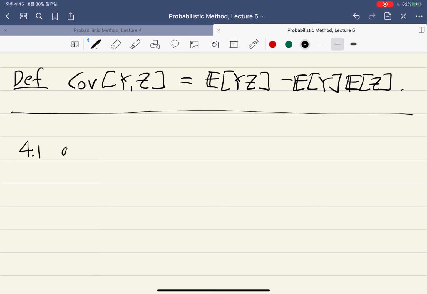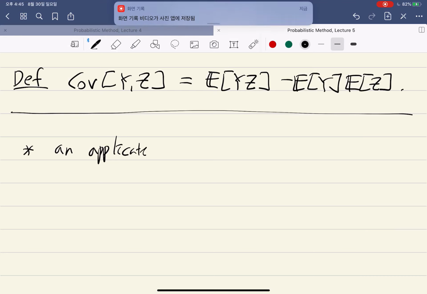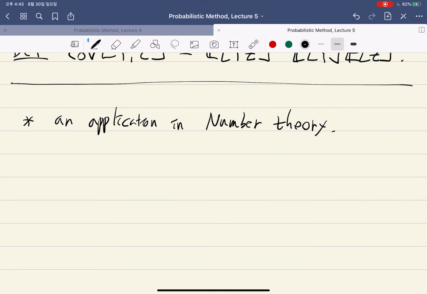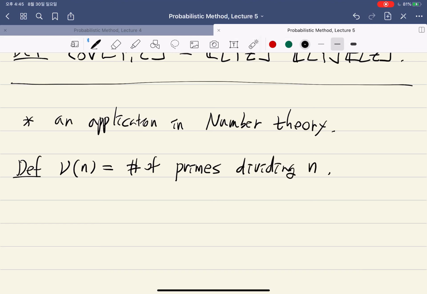So let's consider an application. Let nu(n) be the number of prime numbers dividing n. So for example, nu(60): 60 is 2 squared times 3 times 5. So 2, 3, 5 are the 3 primes that divide 60. So we have 3 here.